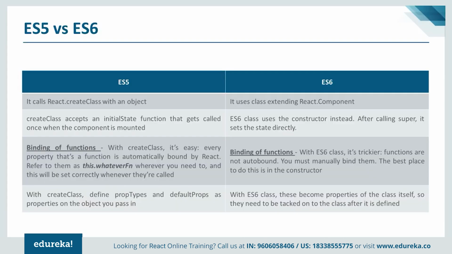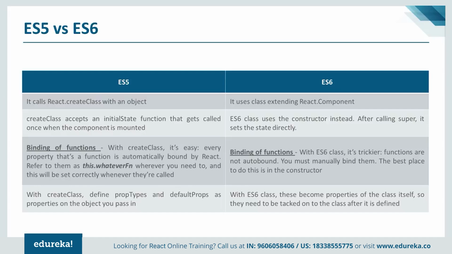What are the basic differences between ES5 and ES6 class? This is very important to understand. As we saw, ES5 calls React.createClass with an object. ES6, on the other hand, uses a class extending React.Component. In ES5, createClass accepts an initial state using the getInitialState function that gets called once when the component is mounted. Instead, the ES6 class uses the constructor. After calling super, it sets the state directly, which we saw in the demo.